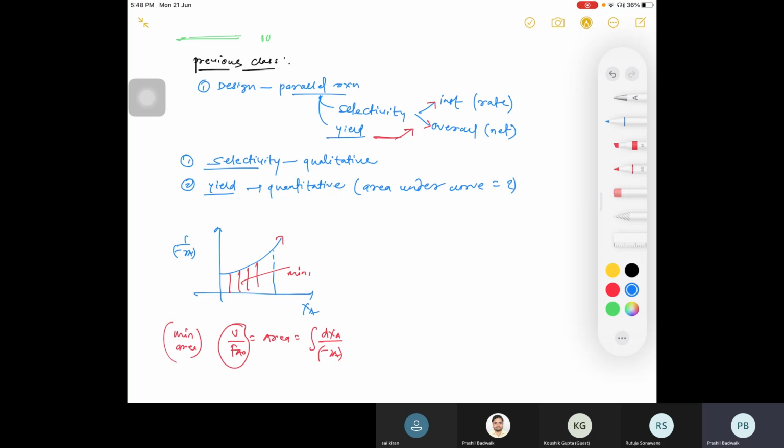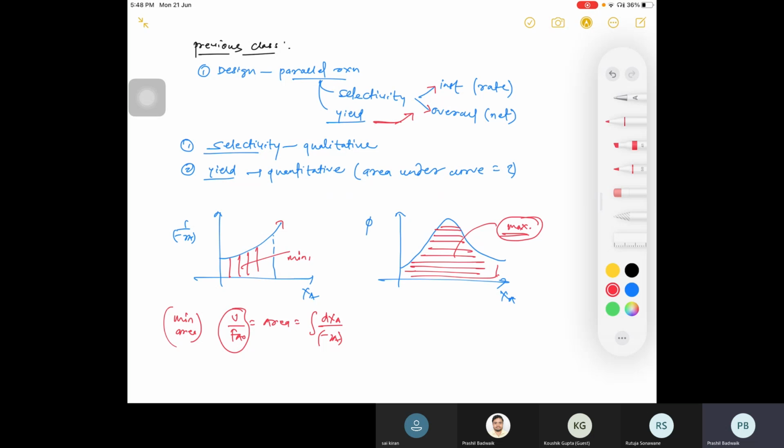But in case of yield, it is yield versus your conversion, and you want the yield to be high. So if you are getting such a curve in case of yield, in order to have a high concentration of your product, you want the area under the curve to be maximum. I told you how to calculate this area and how to plot this graph in yesterday's class. So this should be maximum in order to have high yield of your desired product.